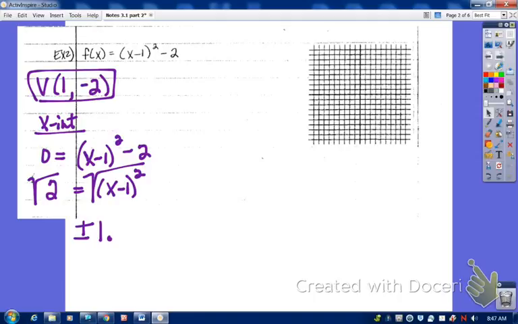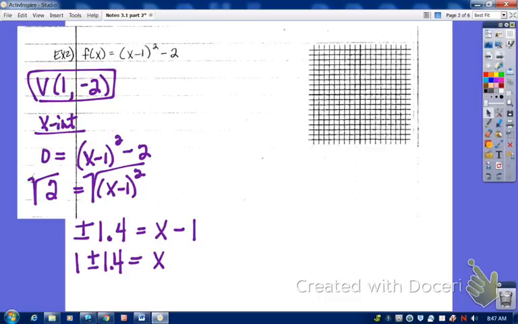That's about 1.4. And that's equal to x minus 1. We're still solving for x, and right now we have x minus 1. So we're going to add 1 to both sides. So our x-intercepts are going to be positive 1 plus and minus 1.4. Think about that algebra.